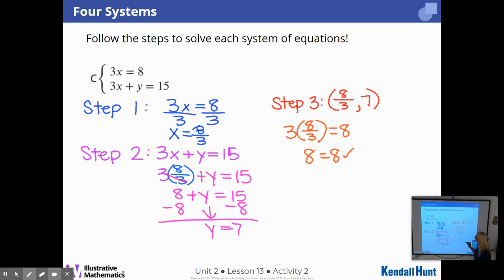And if I plug it into the other one, I have 3 times 8/3 plus 7 equals 15. Okay, well, this is 8 plus 7. And 8 plus 7 is 15. So that checks out for us. All right. Hopefully y'all got those right.